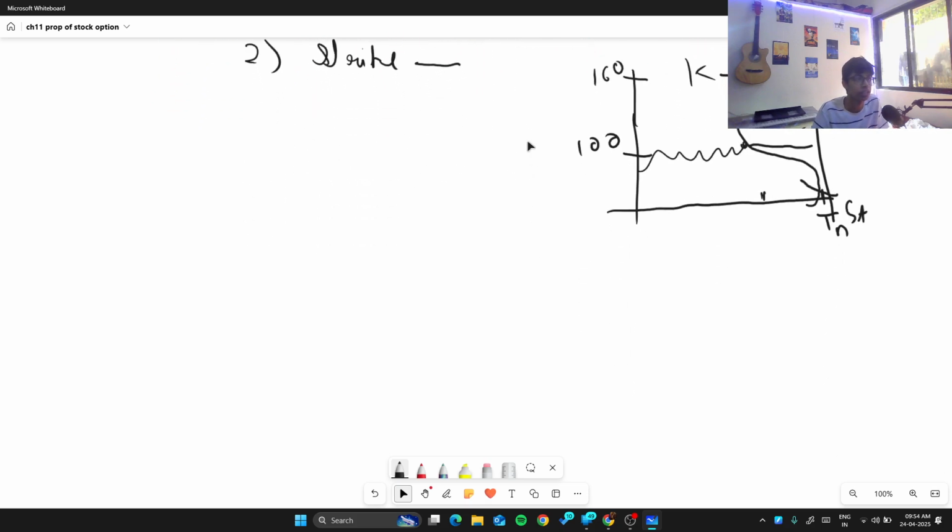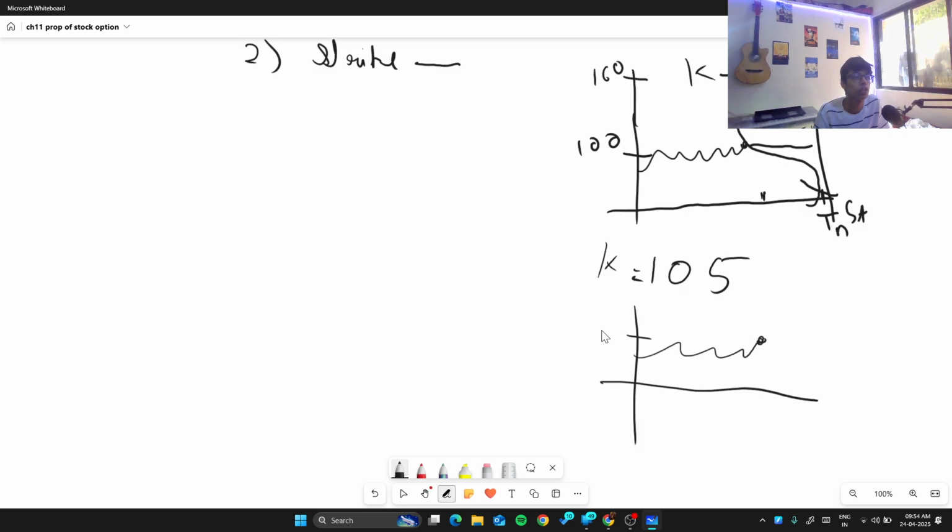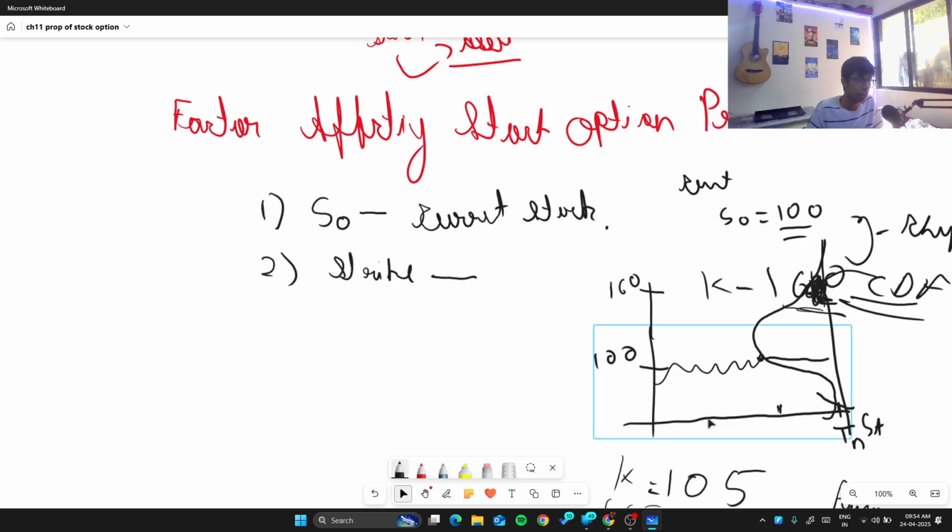In the same case, let's say the strike price K is 105. The probability of reaching 105 is very high; in most cases it might hit 105. So the premium will be high. That is how the pricing dynamics work. You have to understand this concept. It is very important.